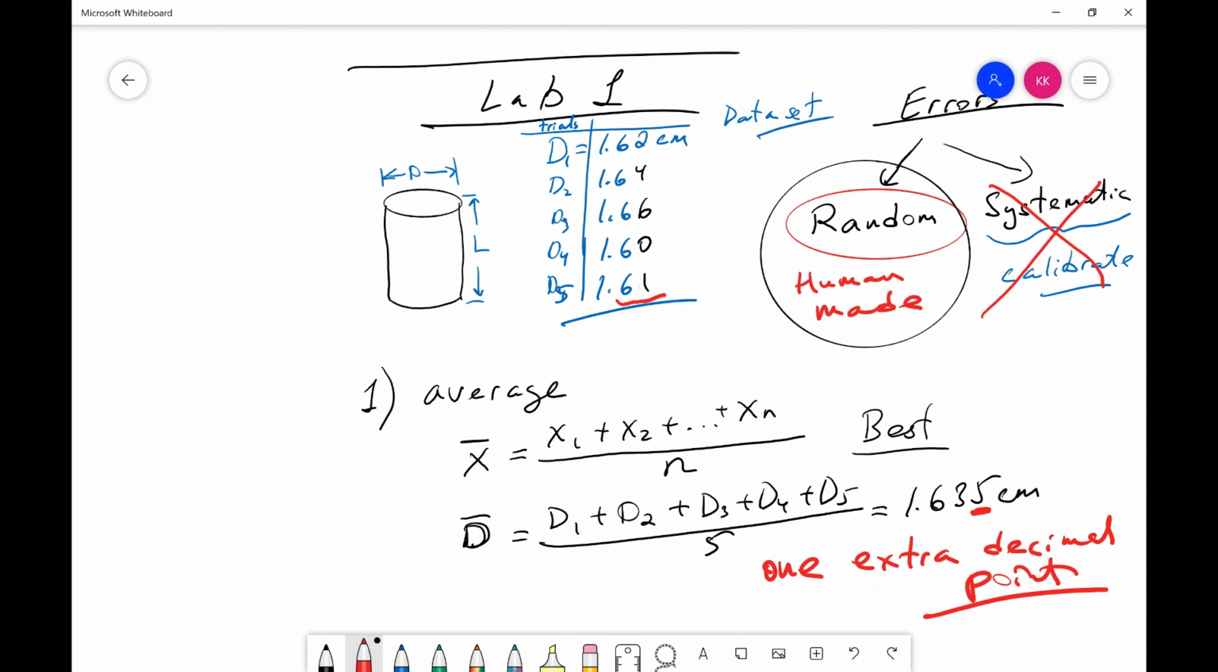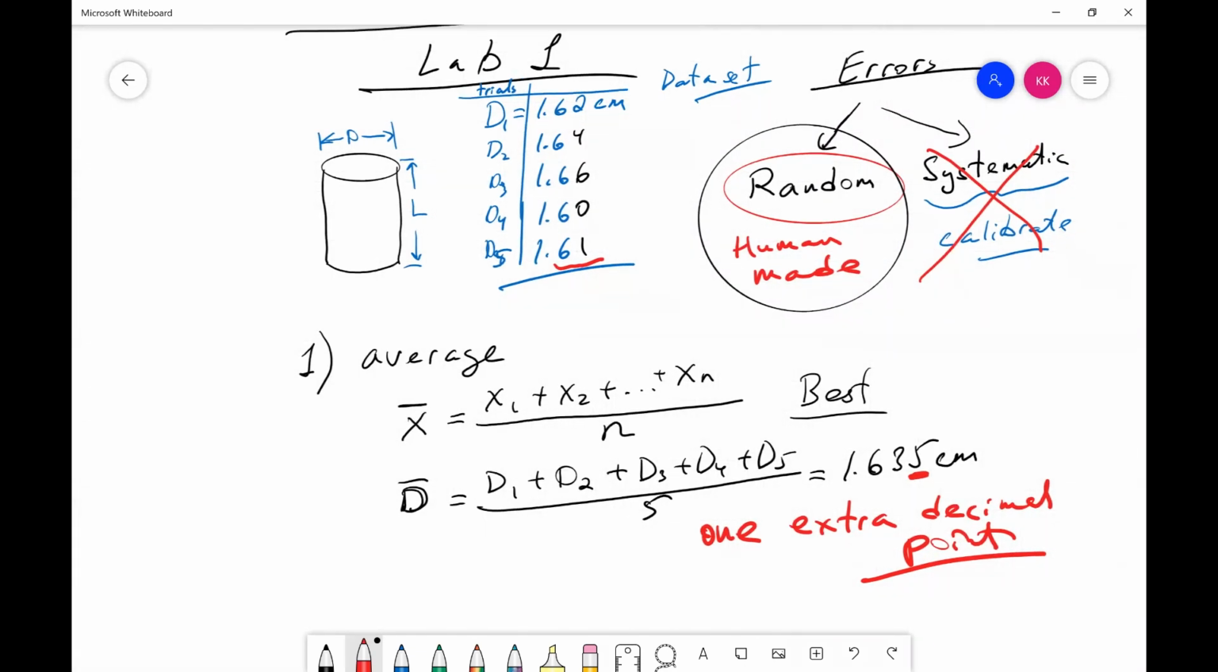Because everything else is going to be way beyond the precision of your measurement. But one extra decimal point shows me that this value is the average of your data set. That's how I know that this is the average.